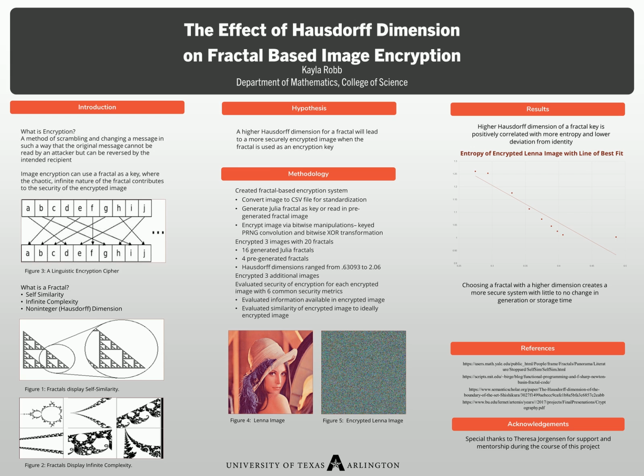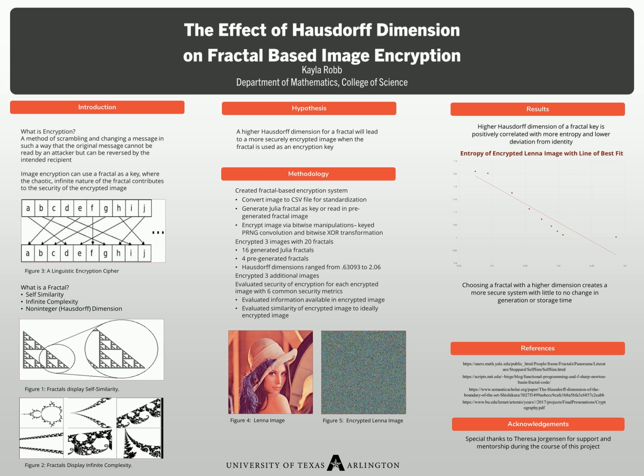Based on the information gathered from these metrics, I discovered there is a statistically significant correlation between the Hausdorff dimension of the fractal used as an encryption key and the randomness of the resultant encrypted image. Correlation between dimension and entropy, a measure of the predictability in an image, averaged around -0.65 among the sample populations, showing that a higher dimension of the fractal key meant less predictability in the resultant image.